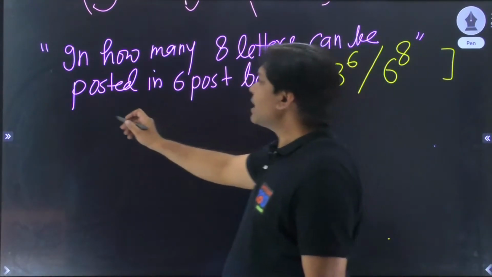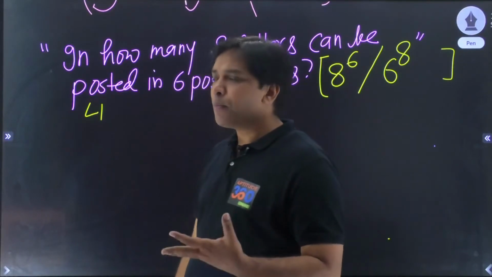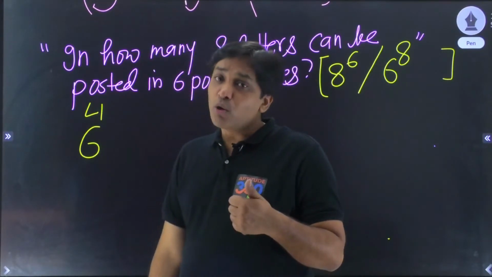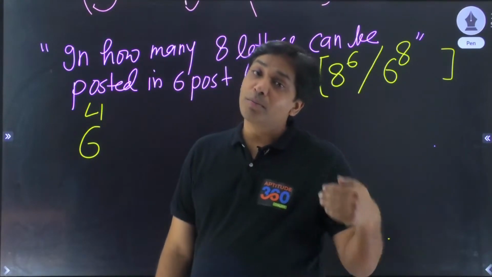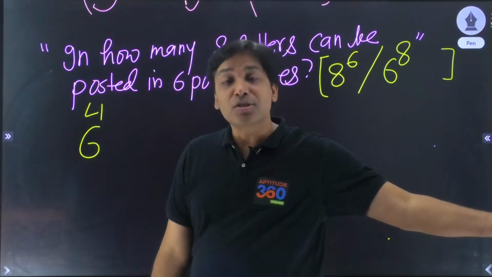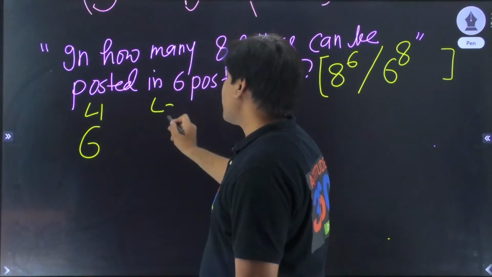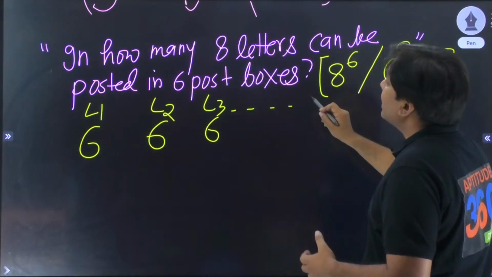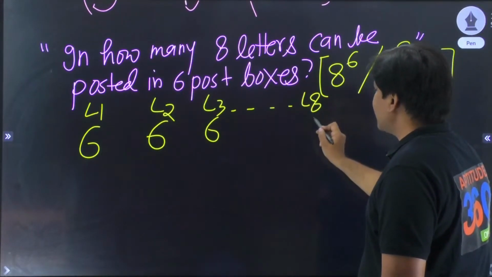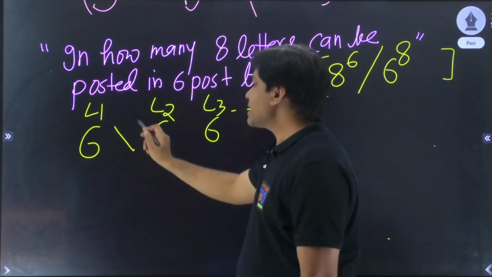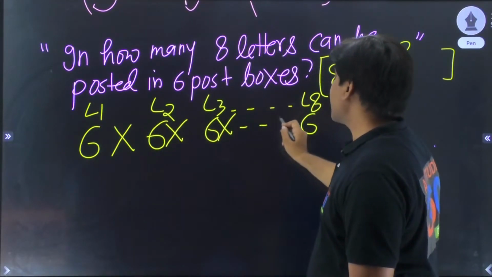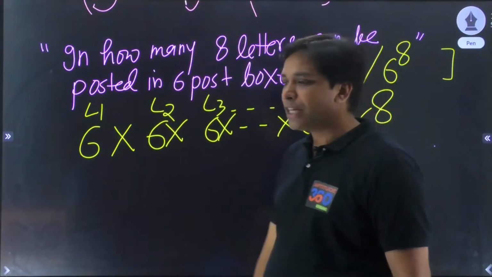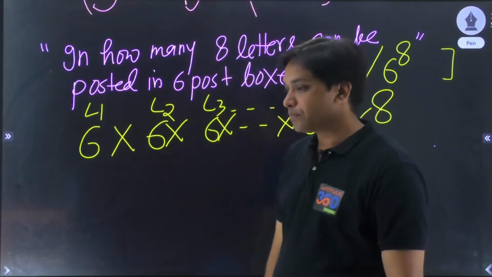So I would say that letter 1 can be posted in how many ways? Letter 1 can be posted in 6 ways, because letter 1 will go either in box 1 or in box 2 or in box 3, so forth and so on. In how many ways it can be done? 6 ways, isn't it? Letter 2 can be posted in how many ways? 6 ways. Letter 3 can be posted in 6 ways, so forth and so on. And how about the letter 8? It can also be done in 6 ways. So 6 gets multiplied. How many times it is getting multiplied? 8 times. What is the answer? 6 raised to 8. And you guys are getting the right answer. Good job. Very good job.